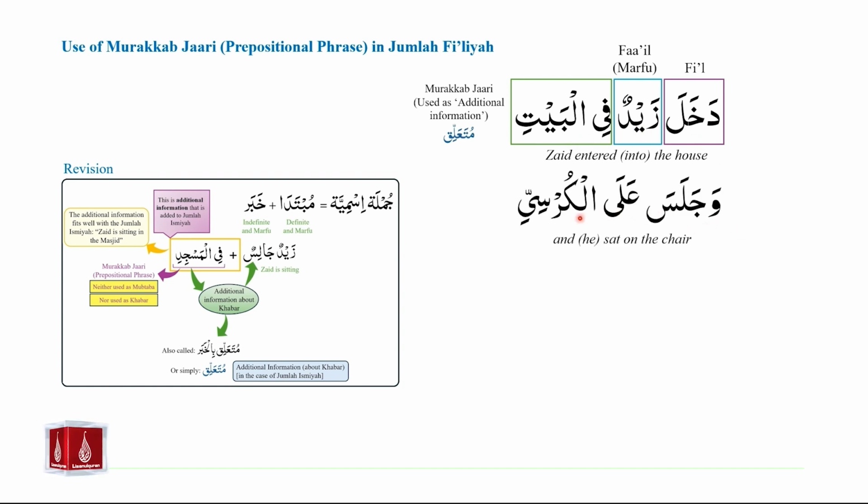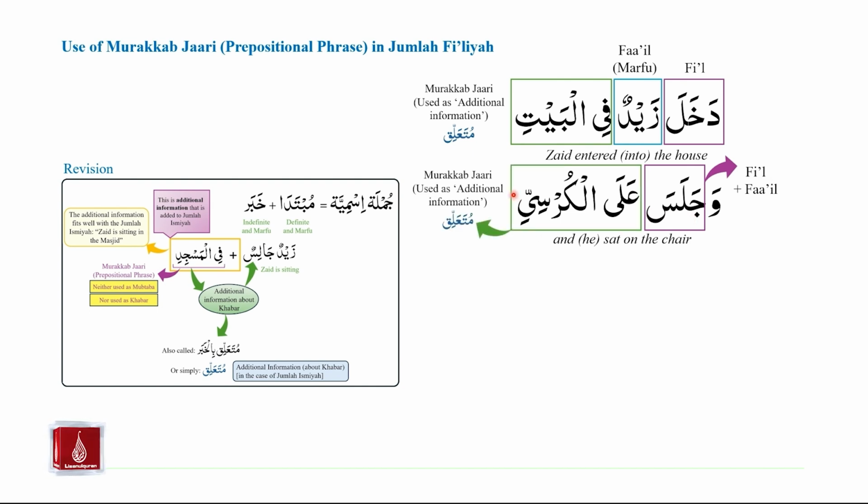Wajalasa ala al-kursiyi. And he sat on the chair. In this example, jalasa is fi'il plus fa'il. In the top example, dakhala was just fi'il because the fa'il was revealed. In the case of jalasa, there is no fa'il afterwards. So, jalasa includes both the fi'il and fa'il. The fa'il is huwa and it is hidden. Alal kursiyi. This again is a murakkab jari and it is used as additional information or muta'alliq.